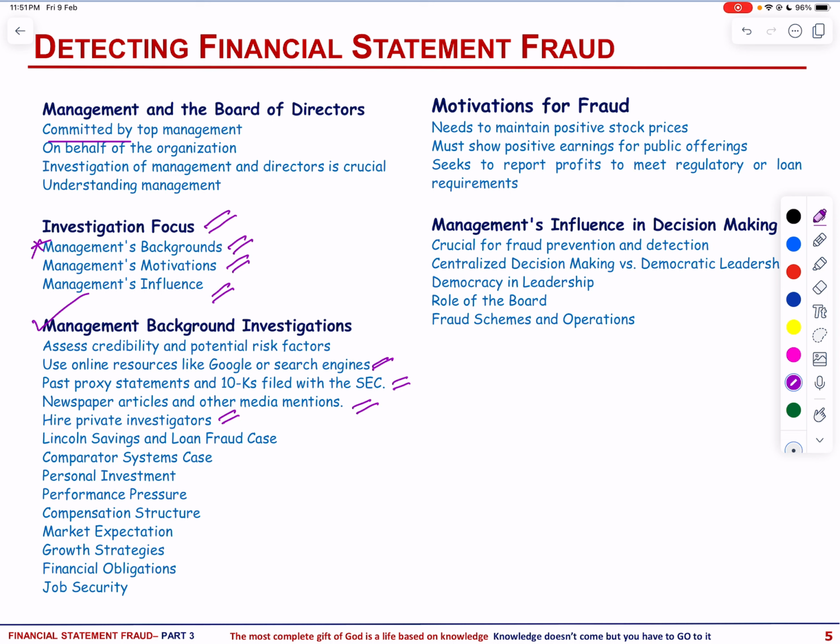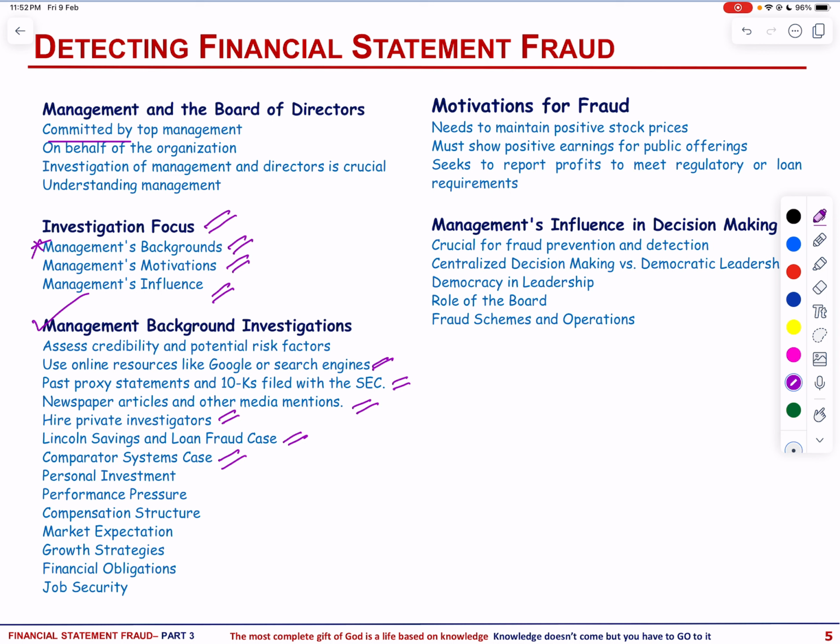Some of the classic examples of frauds are like the Lincoln Savings and Loan fraud case, where Charles Keating was involved in the fraud, who had a history of SEC sanctions related to financial institution frauds. Then in the Comparator Systems case, CEO Robert Reed Rogers had a background marked by dubious business practices and legal issues. Despite claims of achievements, his past involvement in failed ventures and lawsuits was undisclosed.